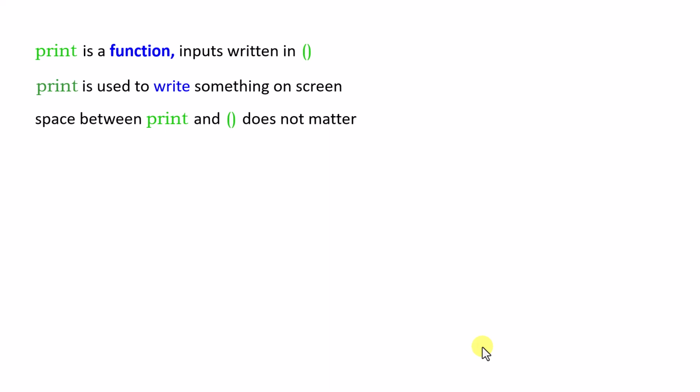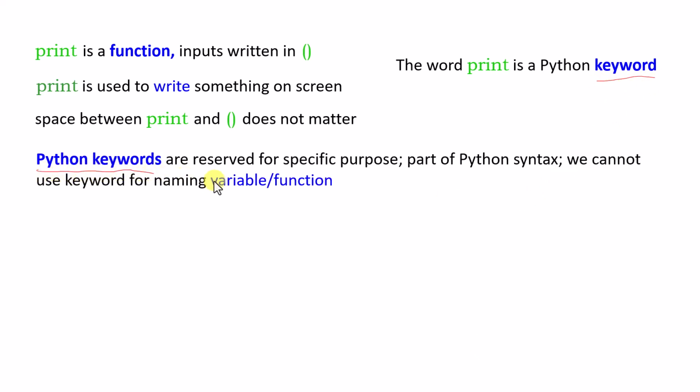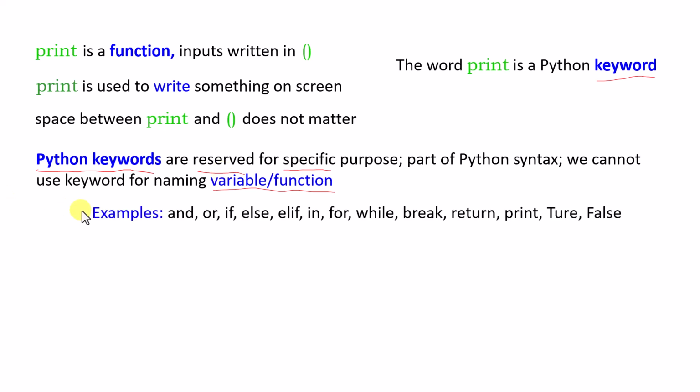The space between the word print and the first bracket doesn't matter. The word print is also what we call a Python keyword. Python keywords are words that are reserved by Python for specific purpose. They are part of Python syntax, and thus we, the Python programmers, cannot redefine them for use for any purpose other than what is already specified to them. We cannot name a variable or user-defined functions using the keyword. Python has many keywords such as and, or, if, else, and many others.